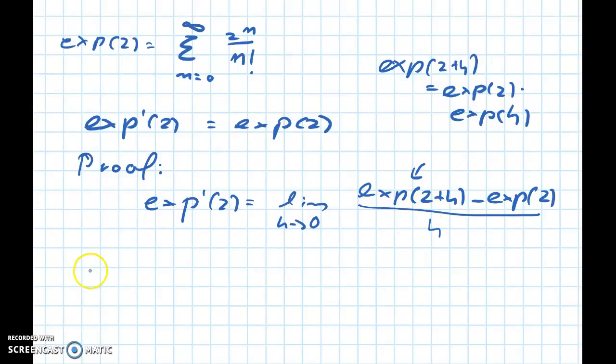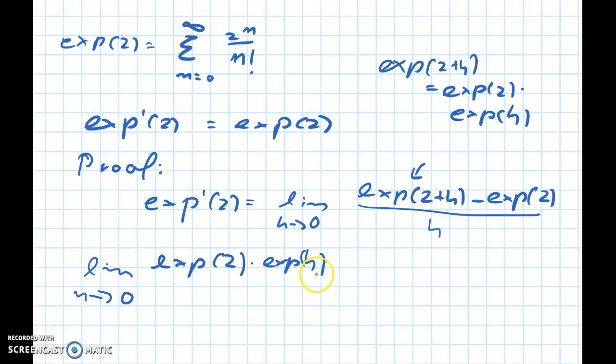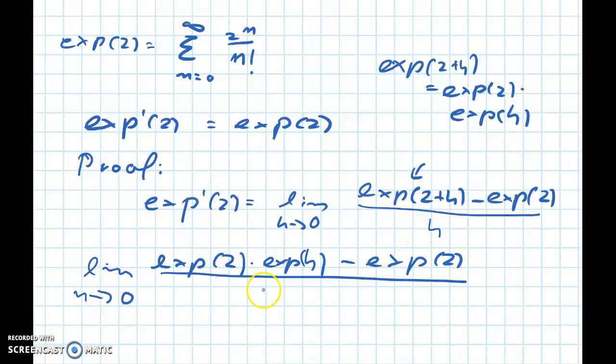So we can write this limit as the limit as h goes to 0 of exponential z times exponential h minus exponential z, divided by h. And now note, exponential z doesn't depend on h. So we can factor this out and put it in front of the limit.